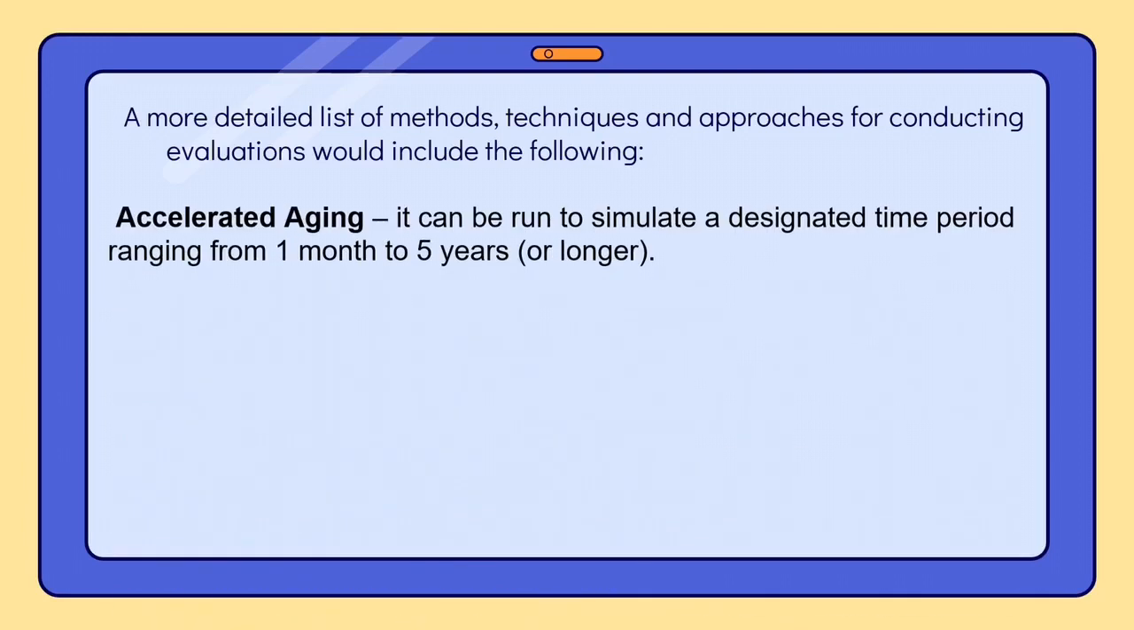Una is accelerated aging. Accelerated aging can be run to simulate a designated time period ranging from 1 month to 5 years or longer. So, from the word itself, accelerated aging, so medyo matagal. So, it is based on a product that can be released to market based upon success on accelerated aging test results that simulate the period claimed for the product.